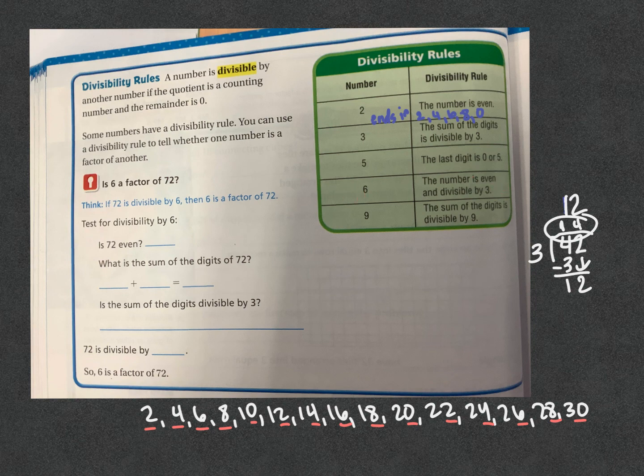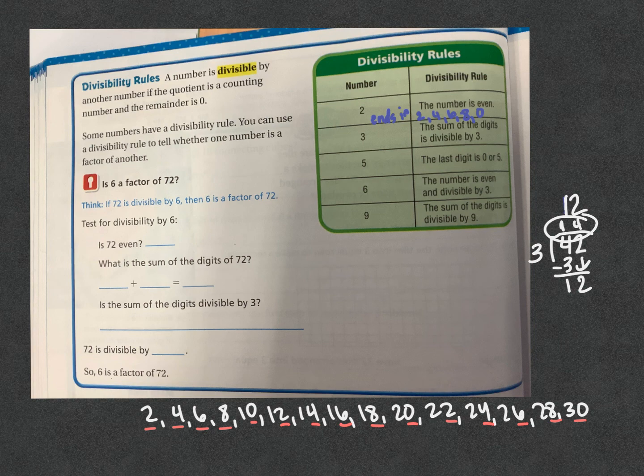6. This one I'm just learning with you right now because I didn't know about this one, but it makes sense because if you take that knowledge from the 3 and then apply it to the 6, it makes sense. If the number is even and divisible by 3, then 6 will also divide into it. Well, how can I know if it's divisible by 3?